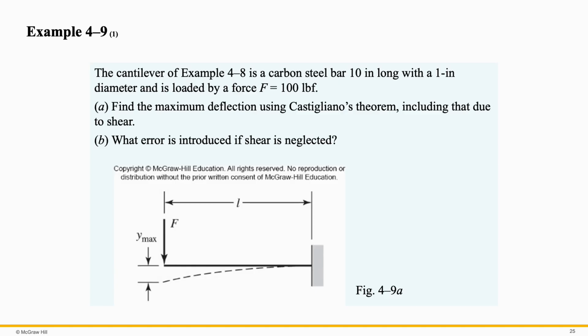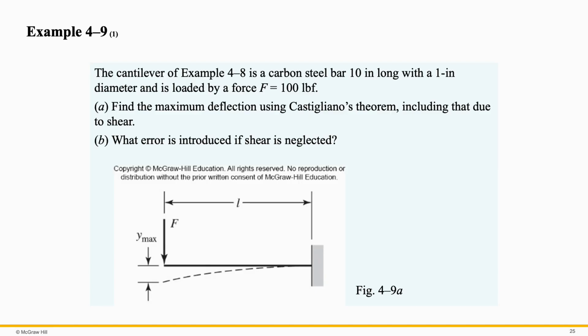It consists of two components. The first component is the strain energy due to bending moment. The second component is the strain energy due to transverse shear. We will determine the maximum deflection by taking both of these components into consideration. And in the second part, part B, we will determine the error if the shear component is neglected. Let me read the problem statement.